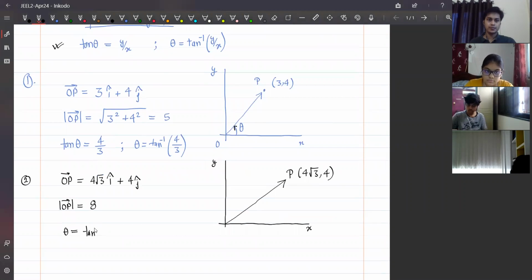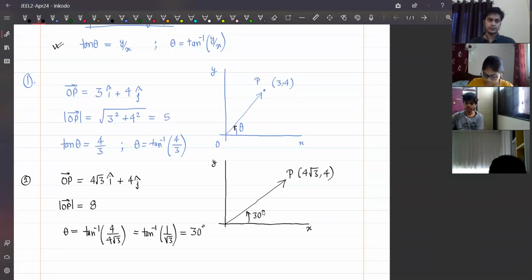So I'm calculating that right now. Yeah, solve it with me. So it is tan inverse, y coordinate divided by x coordinate, 4 upon 4 root 3. So do you know the angle for which tan theta is 1 by root 3? Yes, 30 degrees. So this angle is 30 degrees. That is the answer.